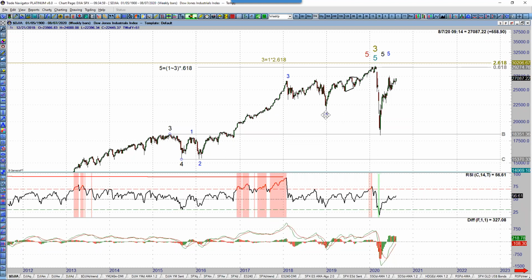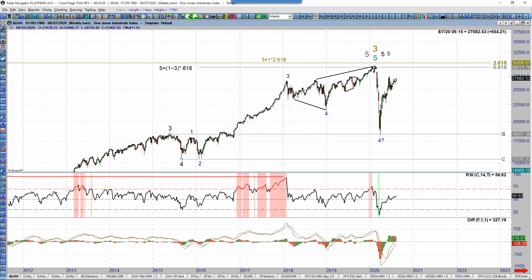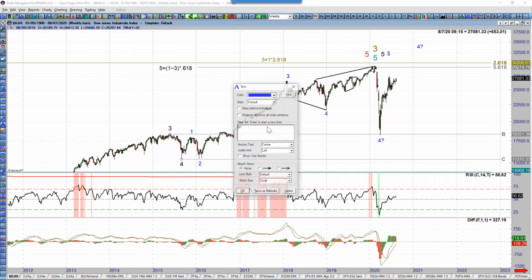So what if this was an expanding triangle, A, B, C, D, E, and this is all in the book. If that's an expanding triangle, then this could have been just a wave 4 at the March low, and we would be getting a 5 wave structure up to a new high, and that would be the top.